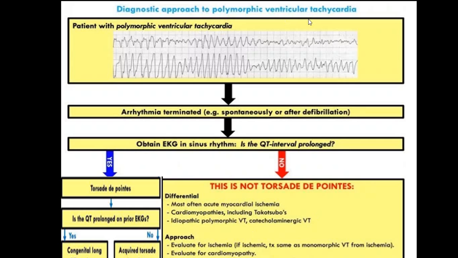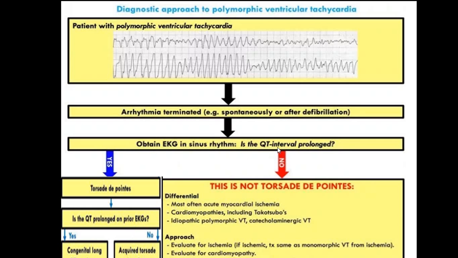Diagnostic approach to polymorphic ventricular tachycardia: patient with polymorphic ventricular tachycardia, arrhythmia terminated spontaneously or after defibrillation, obtain an ECG in sinus rhythm, and if there is a long QT syndrome, then it is in favor of Torsades De Pointes. Now, is QT prolonged prior to polymorphic ventricular tachycardia? If answer is yes, congenital long QT syndromes. And if QT prolongation you are not able to make out, always try to rule out acquired groups.